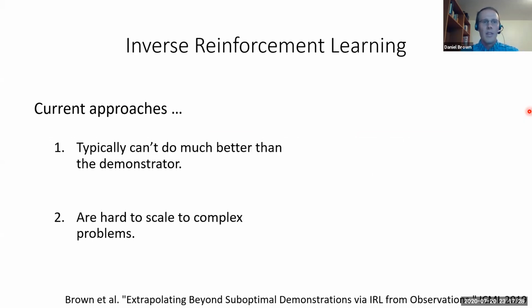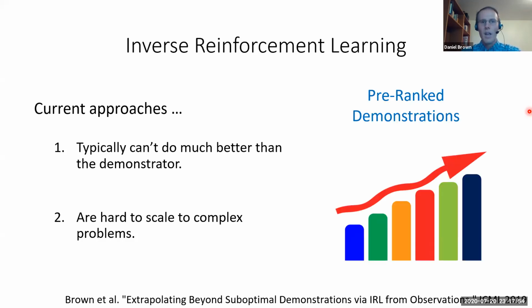The approach in this section is motivated by these two concerns: typically, inverse reinforcement learning methods can't do much better than the demonstrator because they're trying to find a reward function that makes the demonstrations look optimal. They're often also hard to scale to complex problems because, as we've mentioned, they often have this MDP solver in the inner loop that either fully or partially solves an MDP over and over again when performing reward inference.